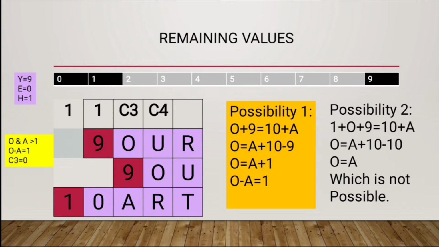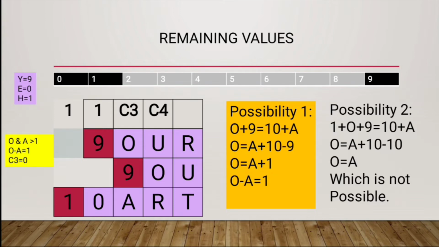And then in the next step, o is equal to a plus 10 minus 9, bringing the 9 to the other side, which is going to be plus 1. So o is equal to a plus 1. Then I am bringing the a here, so o minus a is equal to 1. This is possibility 1 that I am getting here. And the next possibility is not possible, because that says that 1 plus o plus 9 is equal to 10 plus a.